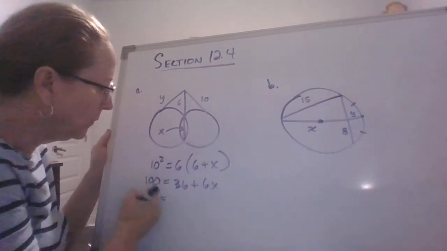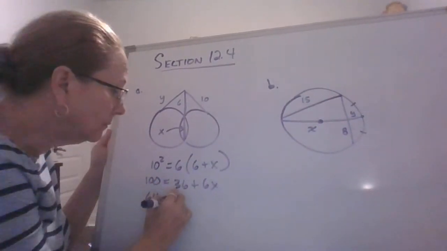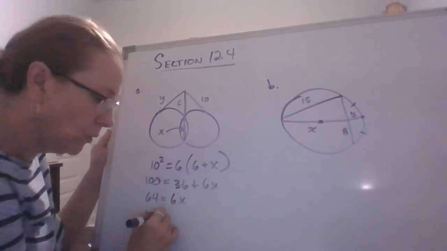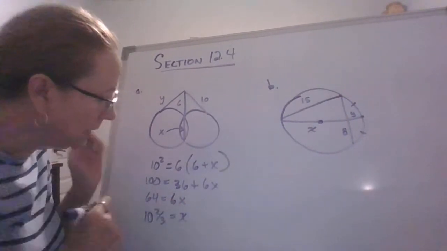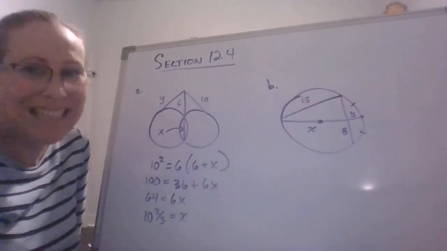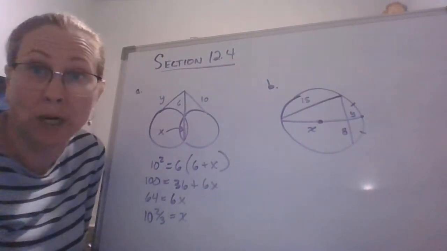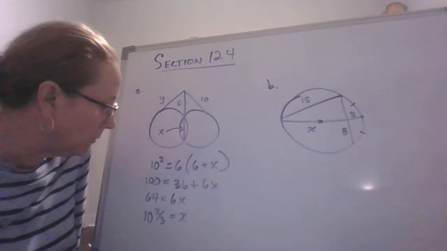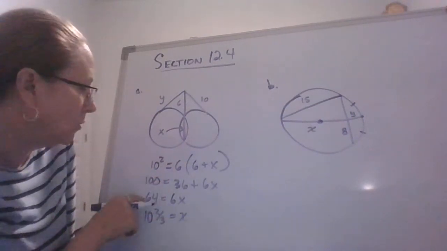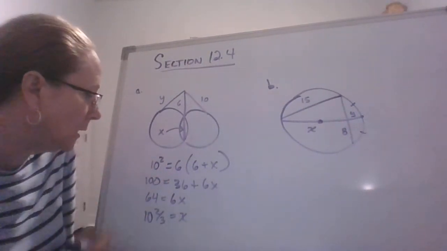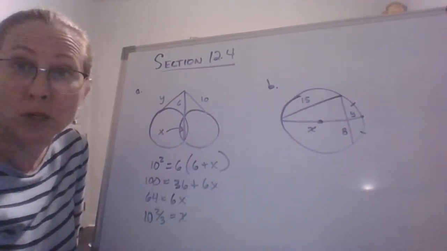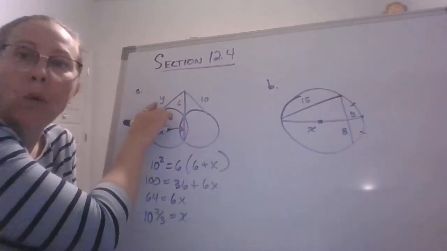We get 64 when we subtract that 36, equals 6x. And when we divide, we get 10 2/3. You're like, well, I am just going to write 10.6 or 10.7, rounded to the nearest tenth. You can't quite do that here because we're not finished with the problem. So leave it in fraction form. You could do an improper fraction, 64 over 6. You could reduce it, 32 over 3. But it needs to be in fraction form in order to solve for y.